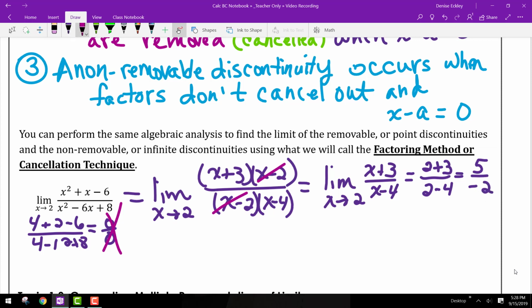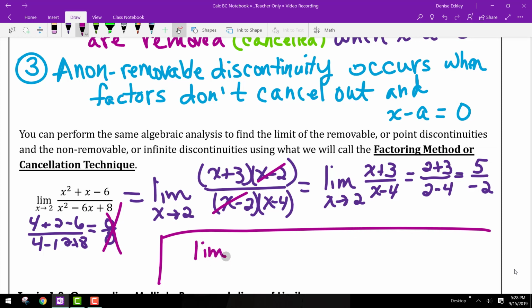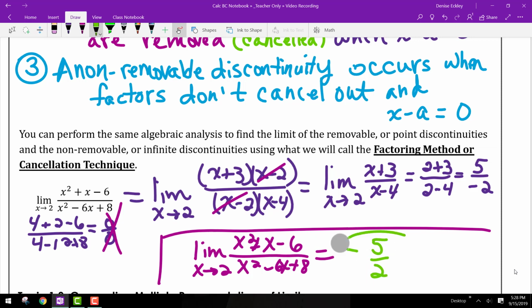So what that tells us is that the limit as x approaches 2 of x squared plus x minus 6 divided by x squared minus 6x plus 8 is going to equal negative 5 over 2. So that's how you use the cancellation or factoring technique.